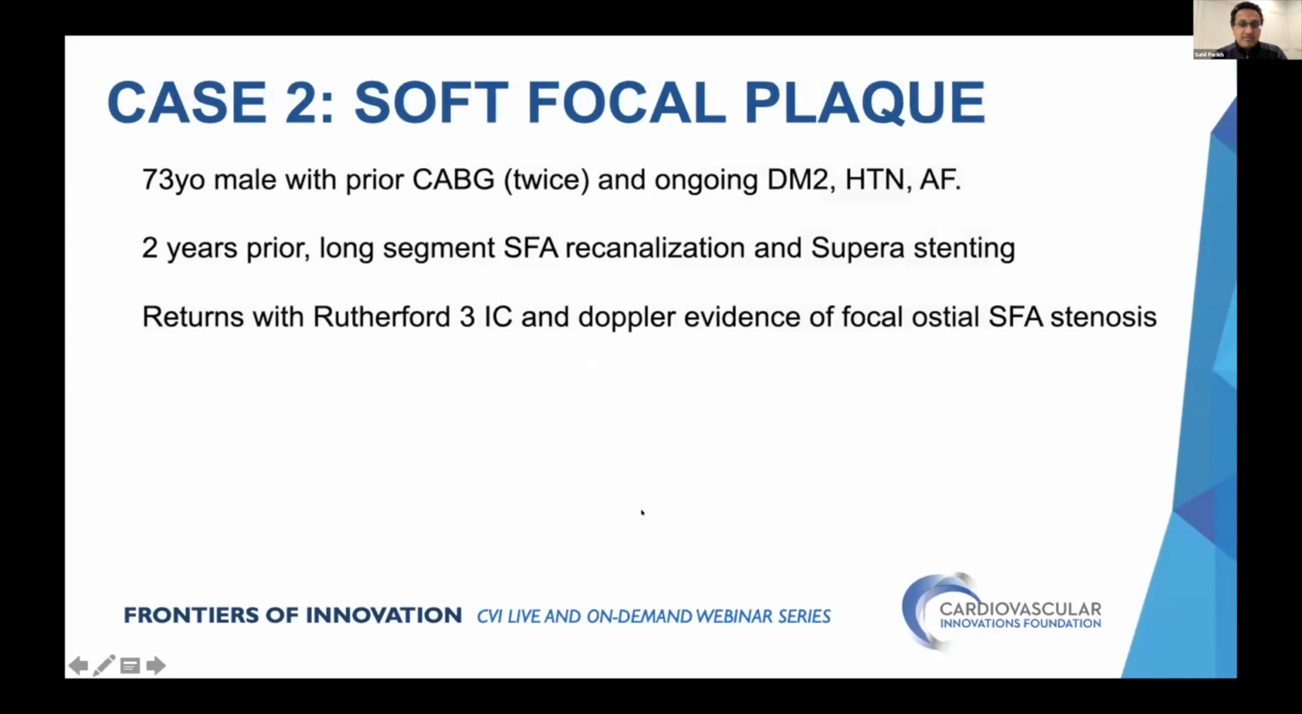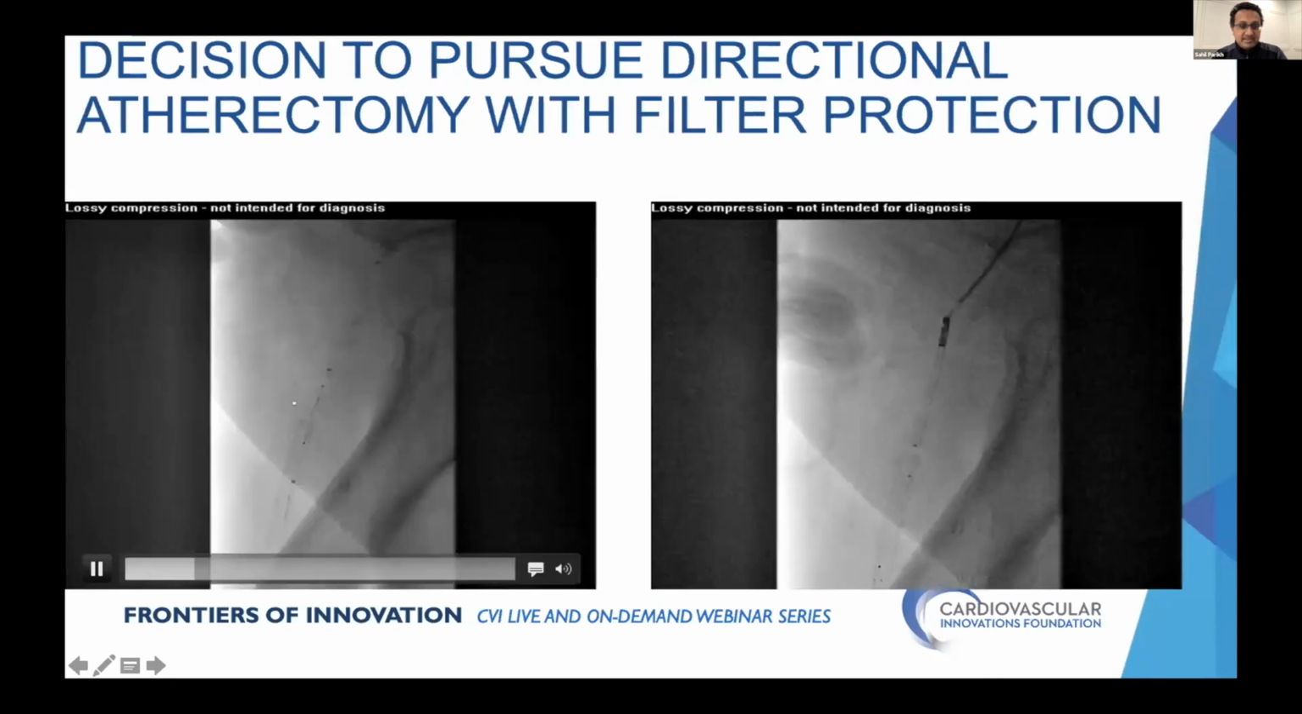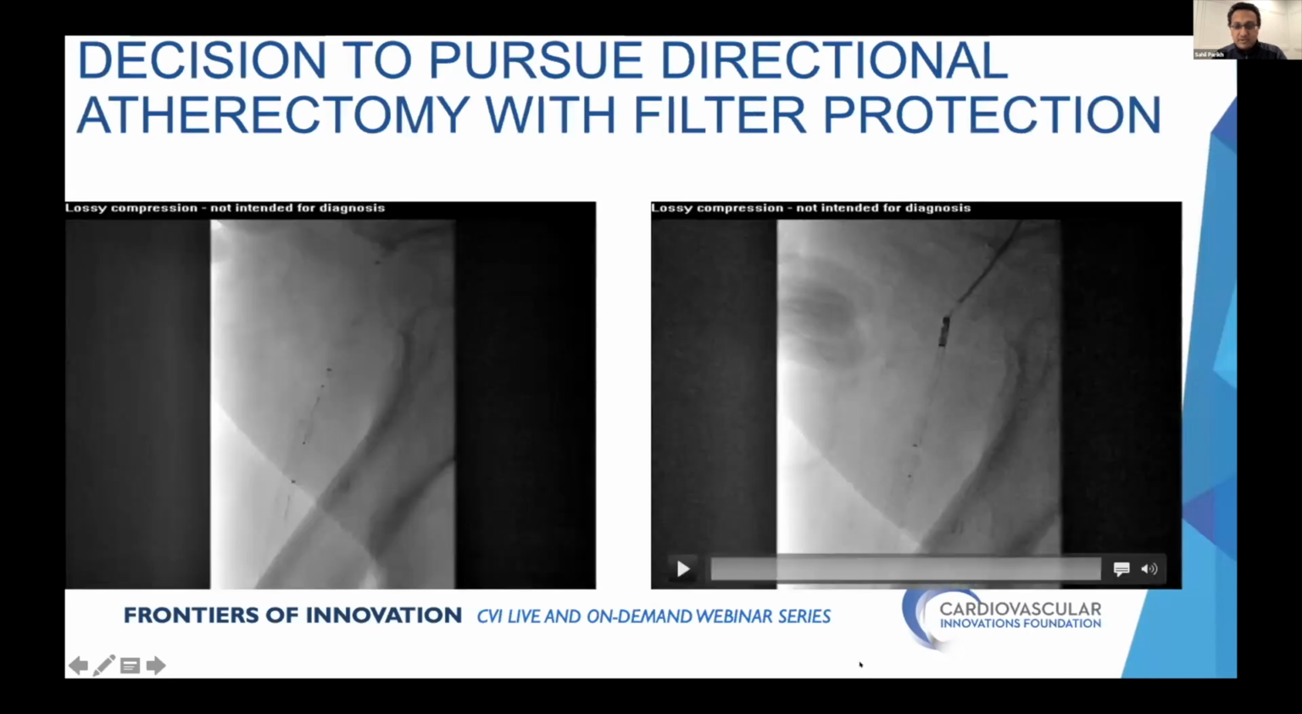What about soft focal plaque? Well, this is a 73-year-old guy with prior coronary and peripheral artery disease, had a long segment SFA recanalization, and then 2 years later came back with claudication and had a focal lesion in his ostium of the SFA. I'm not sure why the movie is not playing, but I assure you that this is the still frame of it. Here we decided to use a filter, and this is the old LS device from the Silverhawk.